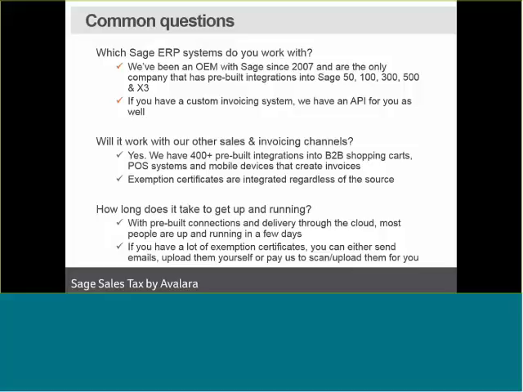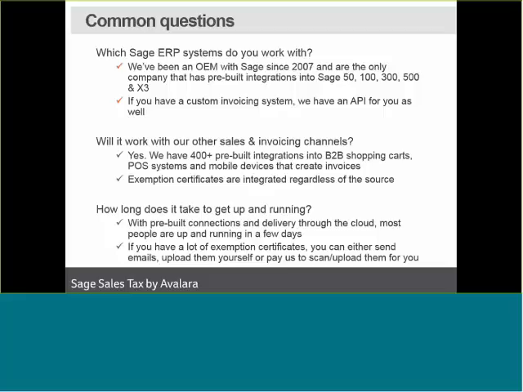Okay. I'll just go over some that have popped up over the months I've been presenting this. Which Sage ERP systems do you work with? Obviously, we've been an OEM vendor with Sage since 2007, Sage 50 through Sage X3. In addition to that, if you have a custom accounting system outside of Sage, we also have an API that works as well. We work with, obviously, Website Pipeline, which is an e-commerce site. We have over 400 pre-built integrations into shopping carts and POS systems. Obviously, our exemption certificate integrates regardless of the source.